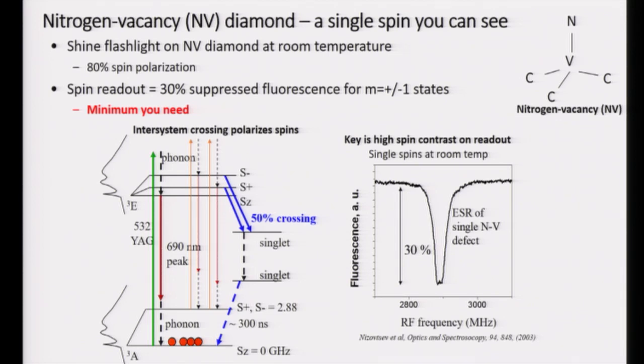The answer is right here. So this shows the fluorescence as a function of microwave frequency. When the microwave frequency is resonant, you're repopulating the spin.